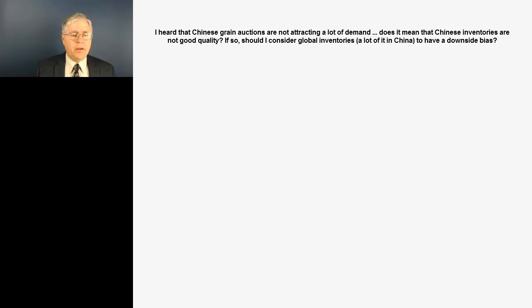At this point, as I look at it statistically, it doesn't make a whole lot of difference. I think the markets are already assuming that China's corn is basically off the market. As I look at price behavior over the last 10 years, taking China out versus China in doesn't make a great deal of difference. And so I think the market is largely assuming that those Chinese stocks are off market.